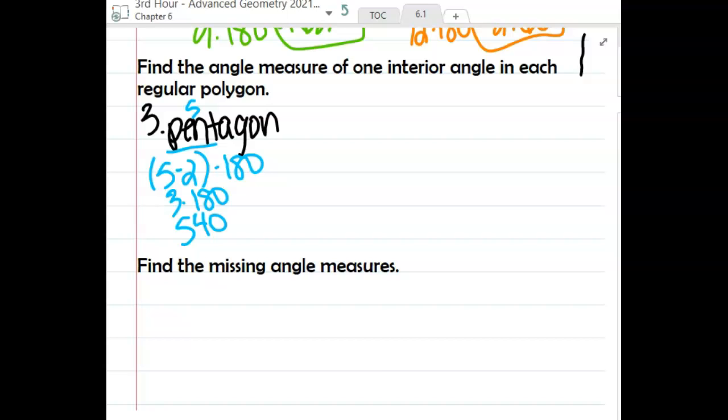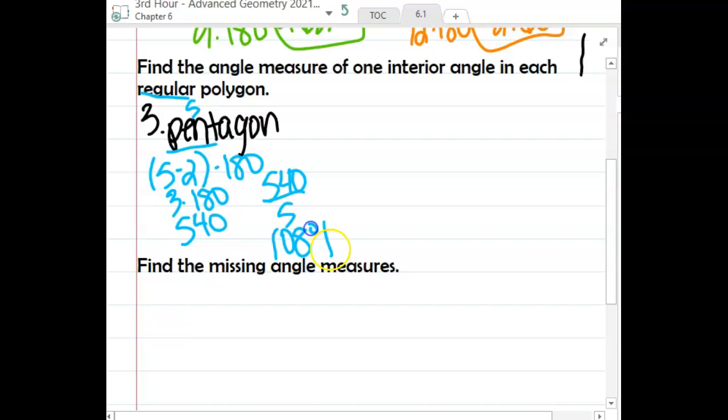Remember, since it is a regular polygon, all of the angles are the same. And how many angles did I have? 5. So that's why we take 540 divided by 5. And we would have 108 degrees for each angle.